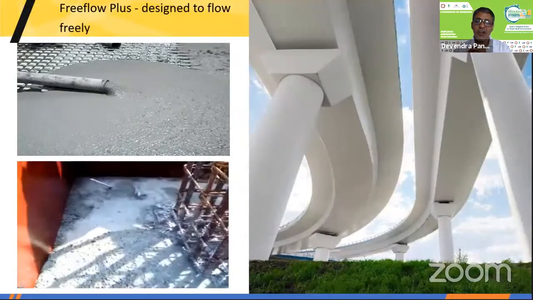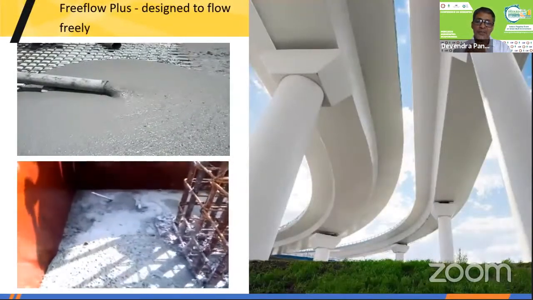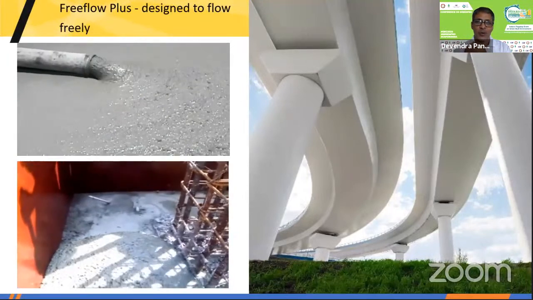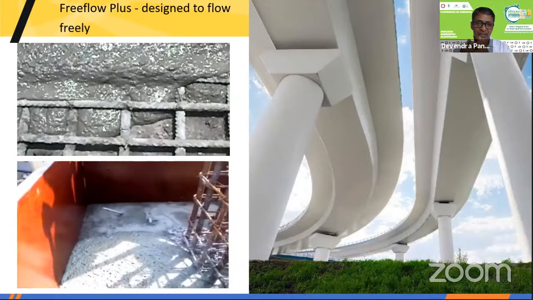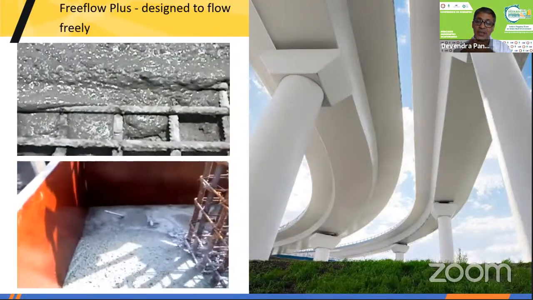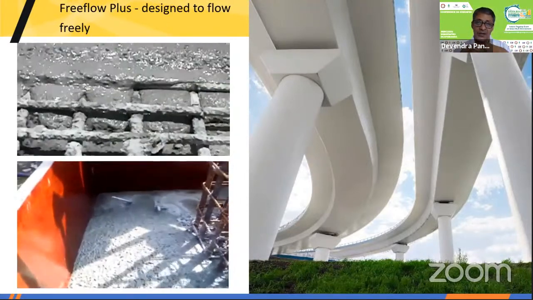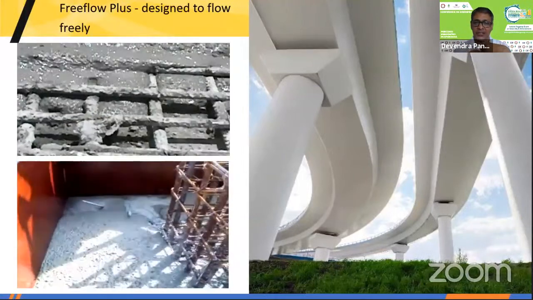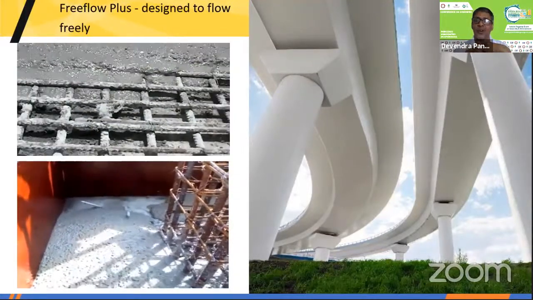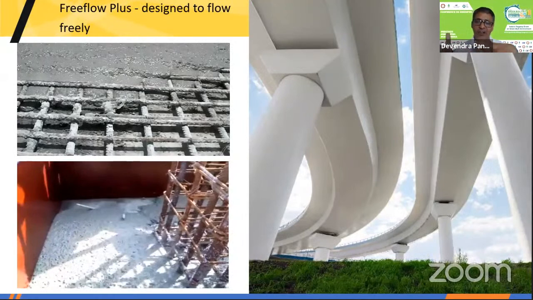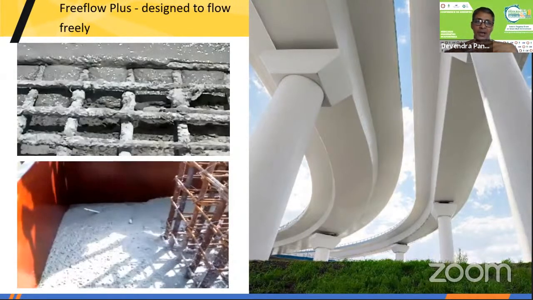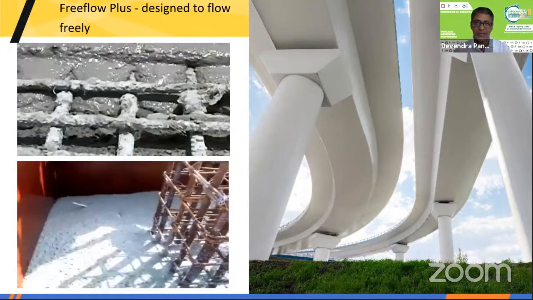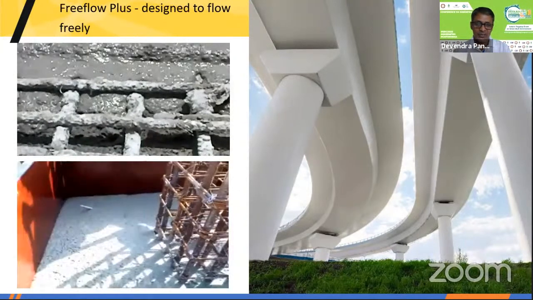So here is a concrete which flows on its own. It does not require laborers to spread it or compact it. Hence, there is also noise reduction at site, so you don't need to use vibrators. You can reduce the number of labor gangs required because this concrete flows on its own without segregating, and it achieves 100% compaction on its own. So this is self-compacting concrete.